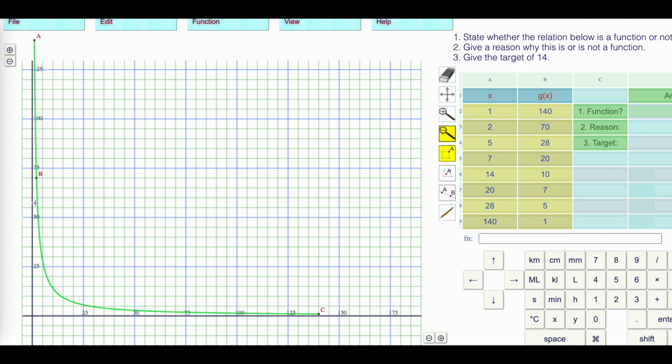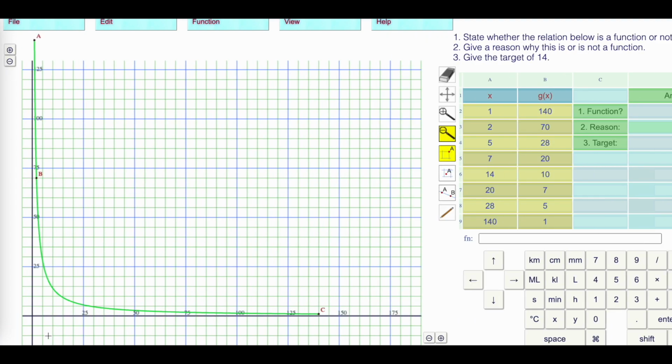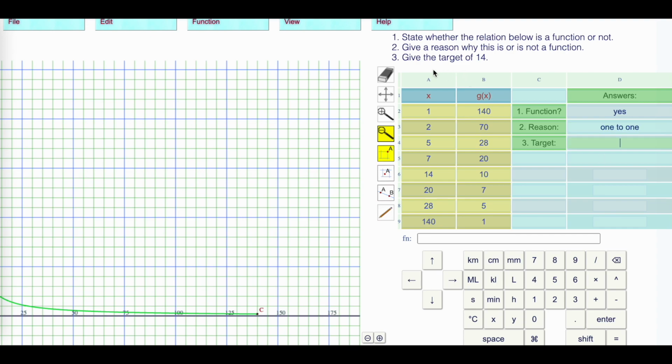So a vertical line only ever passes through one point, no matter where you draw it. Is this a function? Yes, it is. For every x, you only get one y. It is 1 to 1. The target of 14 is 10, and then you press enter to see if you're right.